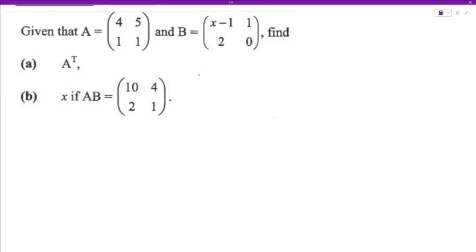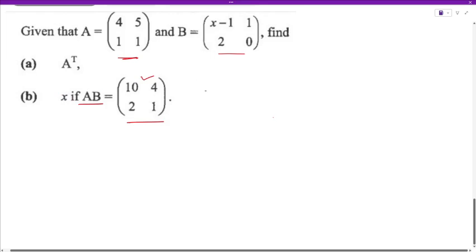Okay, we now go to the last question, which is: given that A is equal to that one and B is that one, find X if AB is equal to that one. So what they're simply telling you is that when you multiply matrix A with matrix B, your final answer is going to be that one. Now, find X. So what are we going to do? We are going to multiply these two matrices like this.